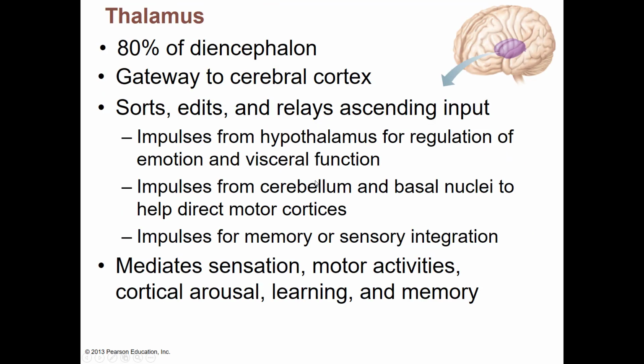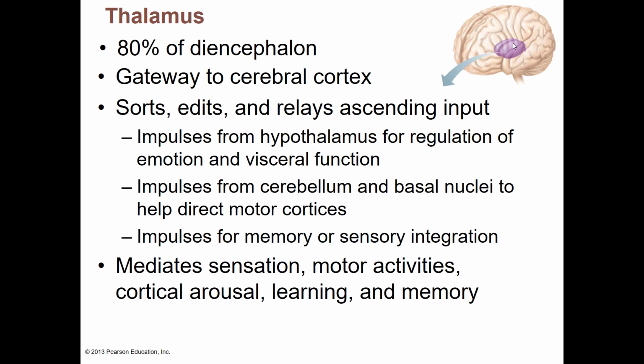Now the thalamus, which I always think looks kind of egg-shaped, and yes, you've got one on each side of the brain. It makes up 80% of the diencephalon. It's the largest part of the diencephalon. It's the gateway to the cerebral cortex, meaning information has to go through it before it goes to those outer parts of the brain. Because of that, it sorts information, it edits what's coming in, and it relays it to where that information needs to go.